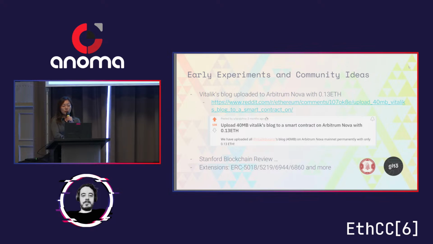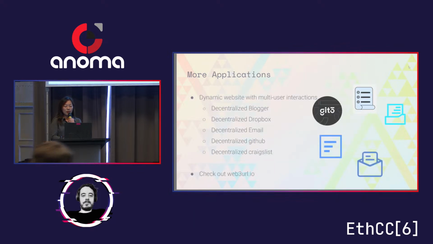And we are doing all other experiments as well, for example, the Stanford Blockchain Review upload and others, so you can check out more details. And there are more applications as well. One big case is dynamic websites with multi-user interactions. For example, a decentralized Blogger, decentralized Dropbox, email, GitHub, even Craigslist, or anything going on in Web 2 can now benefit from Web3 Access Protocol. The list on the screen is already live on our testnet, so you can visit our website and check them out.